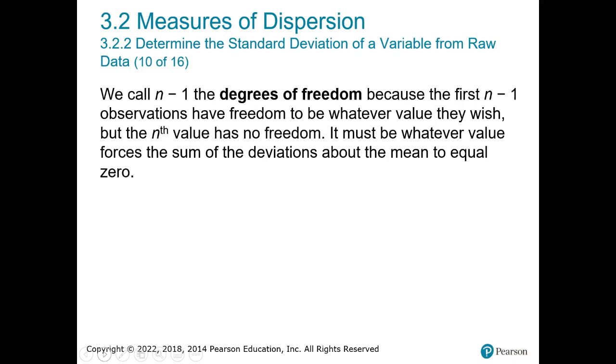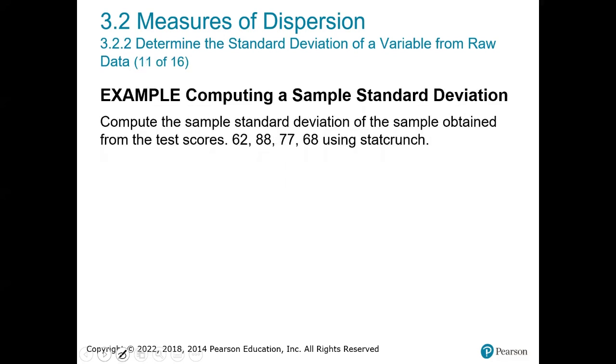All right, so I hope that makes sense. But again, we're not going to calculate it by hand. We are going to use StatCrunch to do that for us. So let's say we have a random sample here of four of the test scores, 62, 88, 77, and 68. We want to find the sample standard deviation.